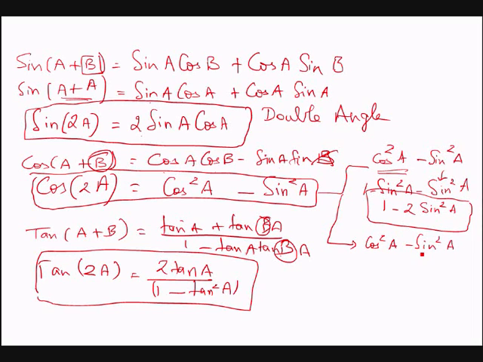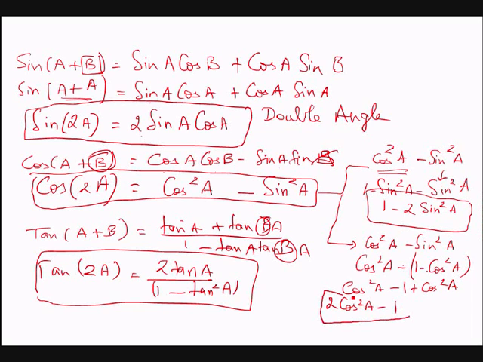Let's proceed further. We also know that sin square A can be written as 1 minus cos square A. Therefore, substituting sin square A as 1 minus cos square A and keeping the others as they are, we get cos square A minus 1 plus cos square A, which is 2 cos square A minus 1. This is the third formula for cos 2A. So cos 2A has three different formulas. Actually speaking, they are the same, derived one from the other. From cos square A minus sin square A, we get 1 minus 2 sin square A and also 2 cos square A minus 1.